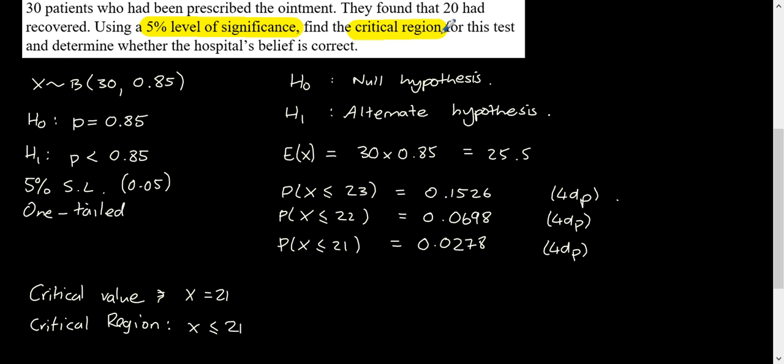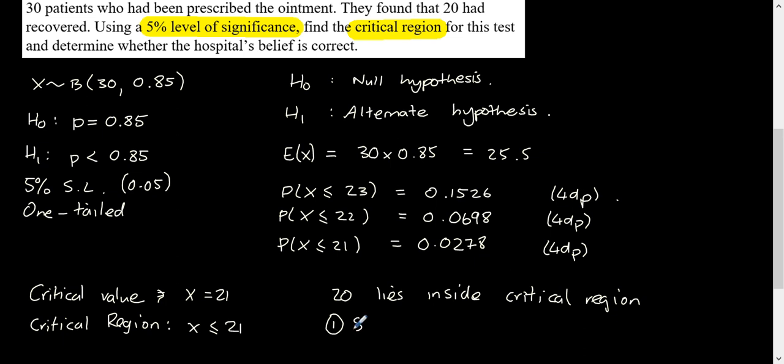So we've been asked for this critical region. The critical region X is less than or equal to 21 means that any result out of 30 patients that is less than or equal to 21 is going to be significantly lower than 85%. So now we're going to test our value. We found that 20 had recovered. So we say 20 lies inside the critical region. Okay? So when we say it lies inside the critical region, it means that it is less than or equal to 21. And then we make two conclusions.